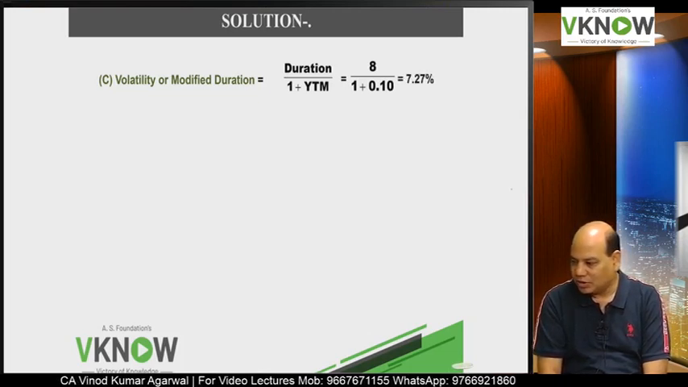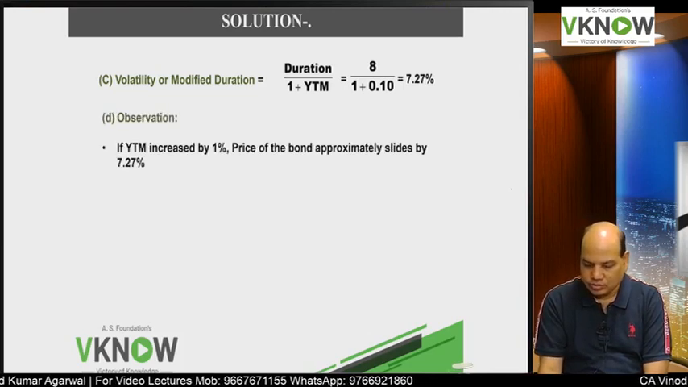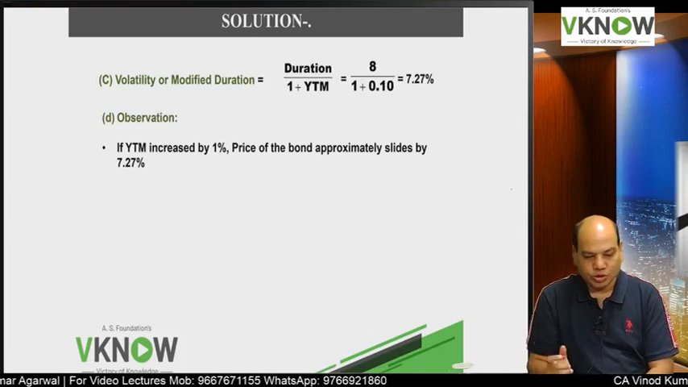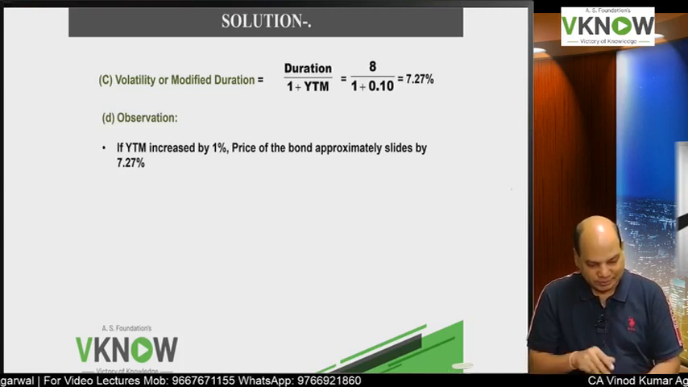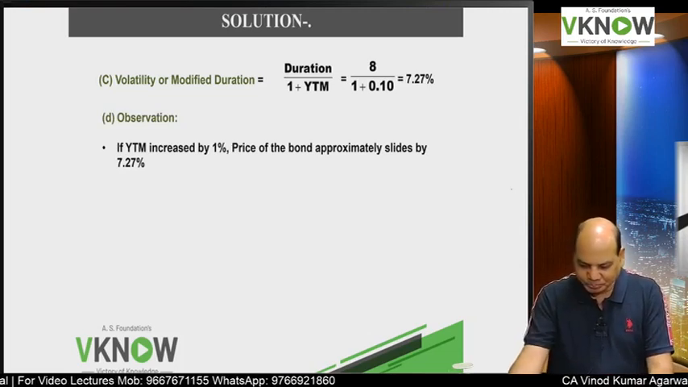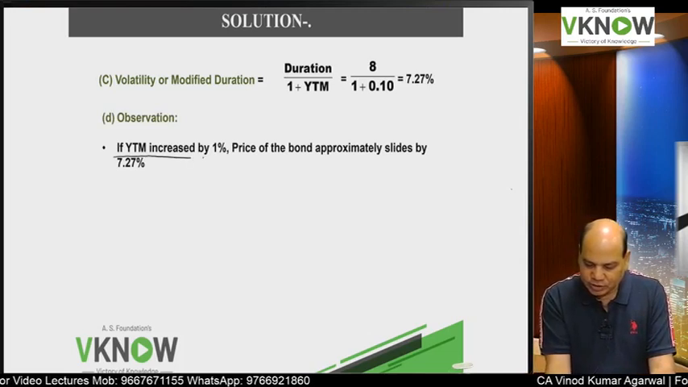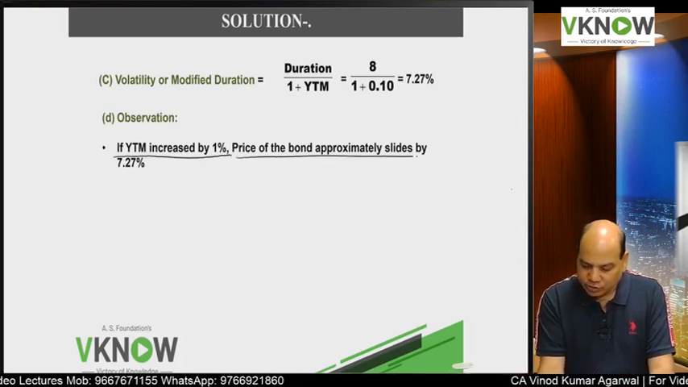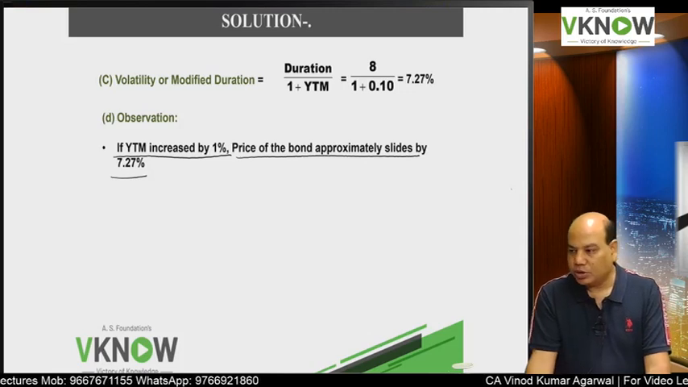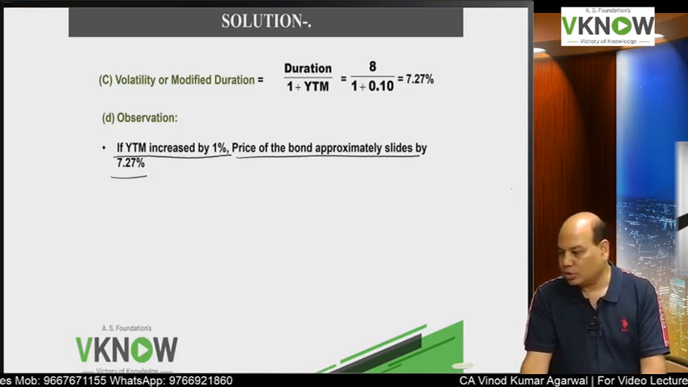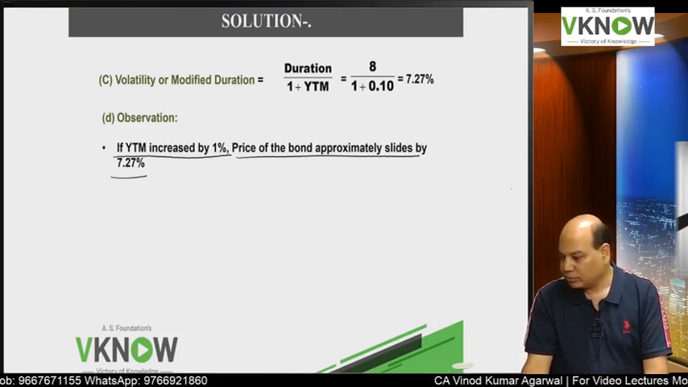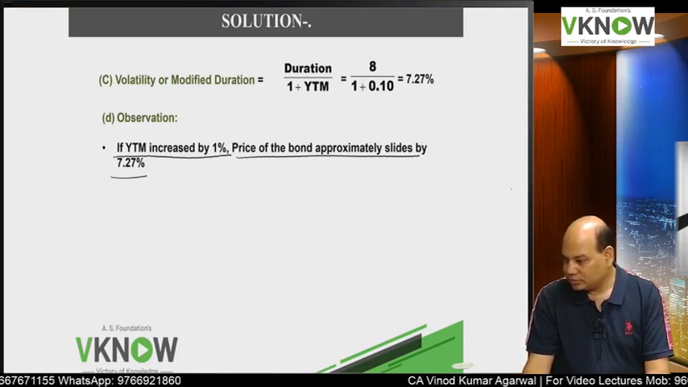7.27. Just check it again. One student said 7.23, but it should be 7.27%. So what does that 7.27% indicate? That if the YTM changes by 1%, price of the bond will change by 7.27%. Write a note. Observation. Devika is right. 7.27. Very good.